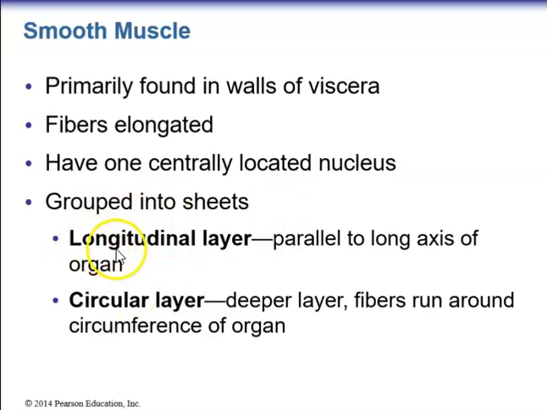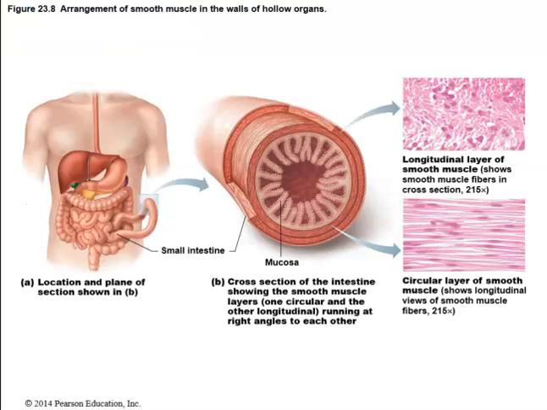So you have a longitudinal layer. This is the outermost layer, and it's parallel to the long axis of the organ. And then we have that innermost circular layer of smooth muscle. This is the deeper layer where the fibers will run around the circumference of the organ, forming a circle. So here you just see a cross-section of that muscular layer. So we have that inner circular layer of smooth muscle, and then an outer longitudinal layer.